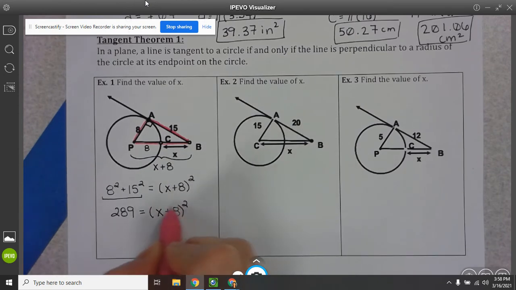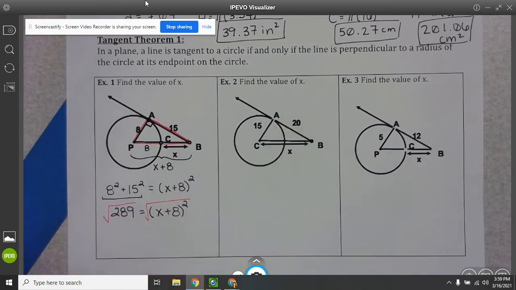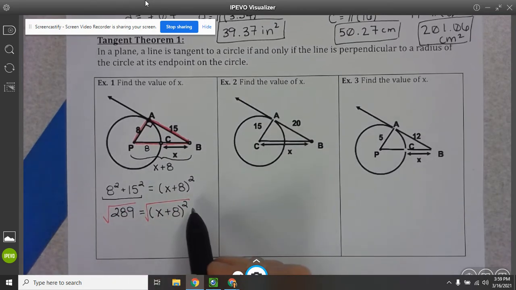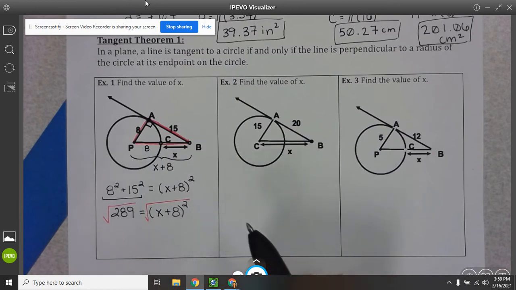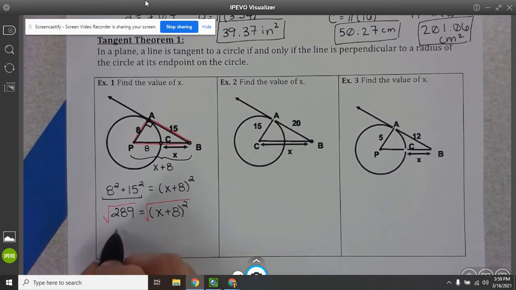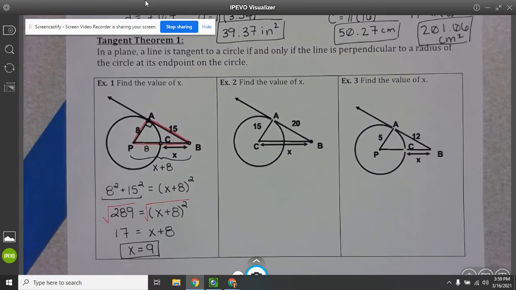And guess what? Since I have a quantity squared, I can do the square root of both sides. Square root and square undo each other. So this will be 17 being equal to x plus 8. And that doesn't look so bad, does it? So I'm going to subtract 8 from both sides, which tells me that x is equal to 9.